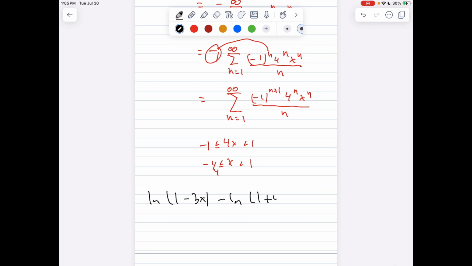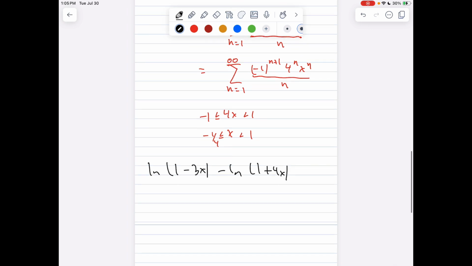So we're going to have ln of 1 minus 3x, so the series representation for that was minus 3 to the n, x to the n over n, with that minus. And then for the series from 1 to infinity, oh, sorry, let me just put that in here. The one for ln of 1 plus 4x, I'm sorry, negative 1 to the n plus 1, 4 to the n, x to the n over n.